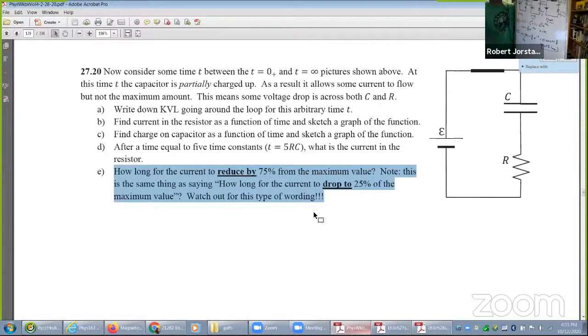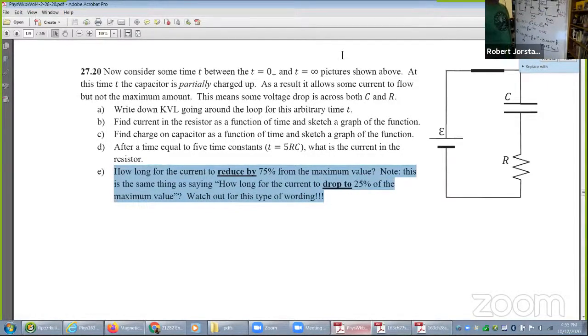How long for the current to reduce by 75% from the max value? The reason I'm putting some emphasis on this is that sometimes I'll say how long for the current to reduce, and sometimes how long to drop to. Notice they're basically the same thing, but it affects which number you plug into the problem. So let's look at this one. How long for it to reduce by 75%?